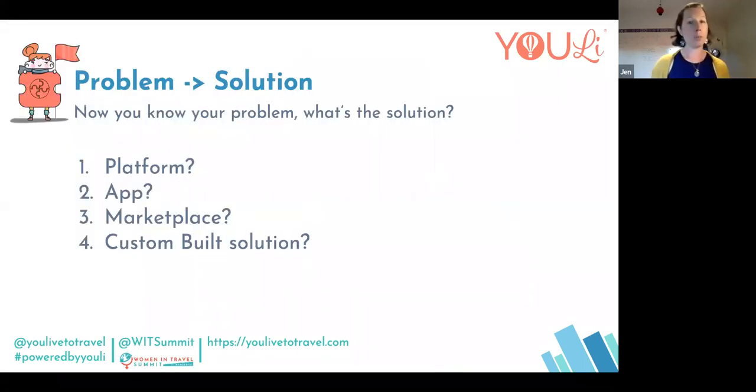All right, so we've talked about your business problem. So now it's time to talk about how you transition into finding a solution to that business problem. So on the tech side, that could be a platform. Maybe it's a mobile app. Maybe it's a marketplace. Maybe it's a custom built solution. So we're going to talk through each of those so you can understand when you're evaluating solutions, which ones are best for your business in general, and then start looking into the specifics.